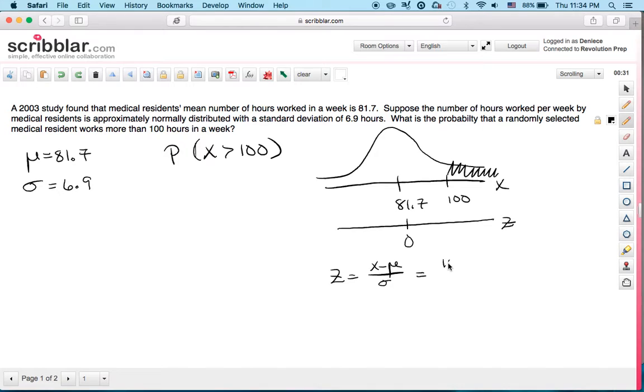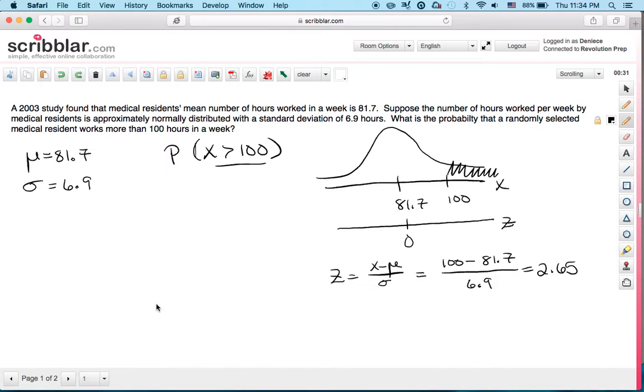So we have 100 for the x, and that comes from this here. And then we have the mu of 81.7 that's written on the board. And we have 6.9 for the standard deviation. Now when we solve that, we get 2.65. So what does this all mean?